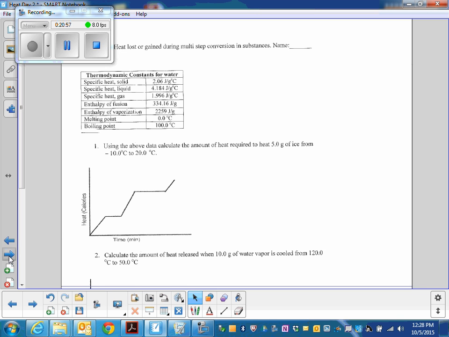Now, sometimes you will be given the heating cooling curve. Sometimes you will not be provided the heating cooling curve. All right. How do you draw a heating cooling curve if you're just given a table full of information?